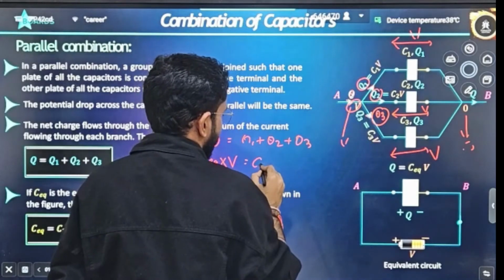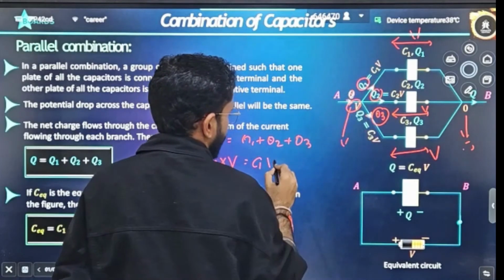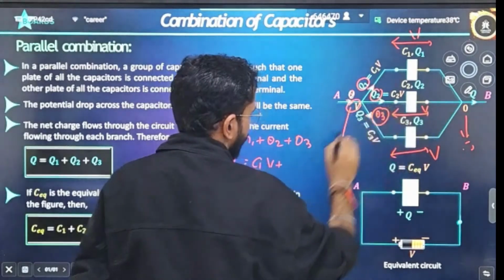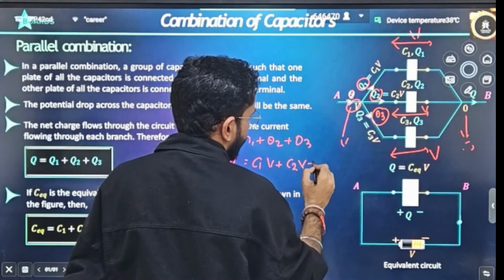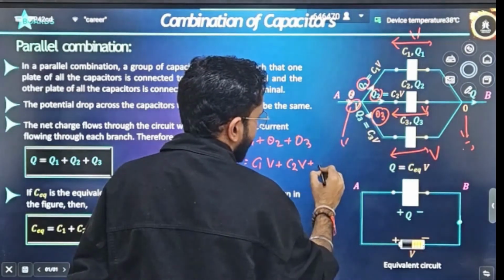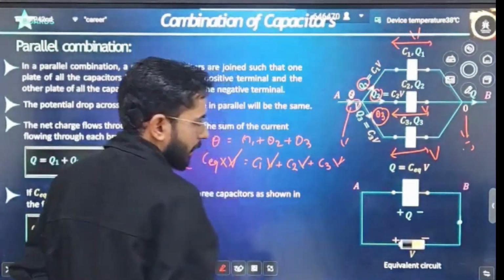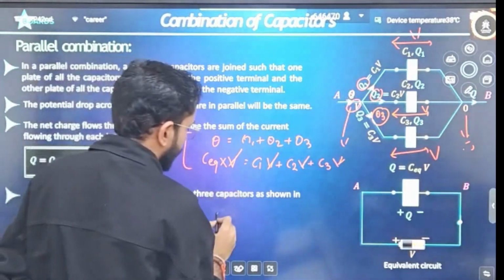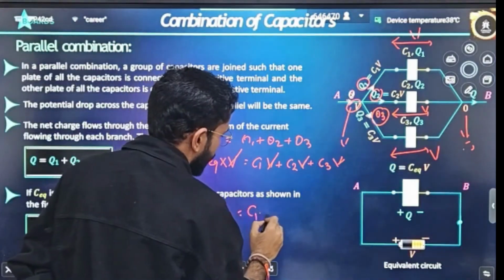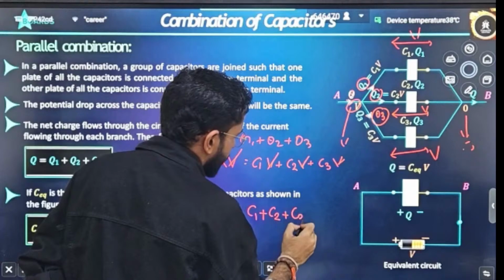That means you will write C1 into the potential difference V plus what is the charge flowing to the second circuit? You will write C2 into V. What is the charge flowing to the third circuit? That is equal to C3 into V. This V simply gets cancelled out, and what will be left? You will write C equivalent is equal to C1 plus C2 plus C3.